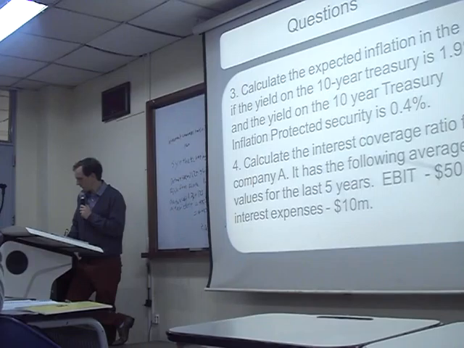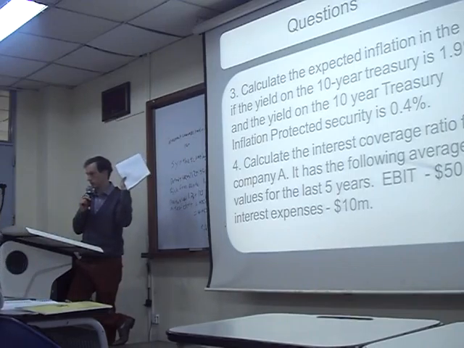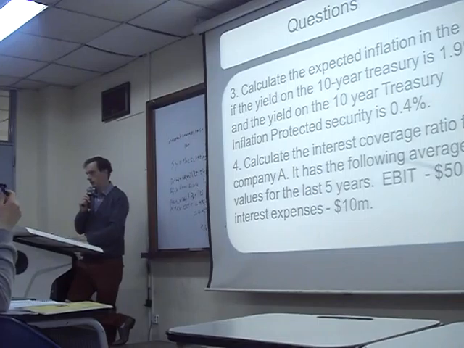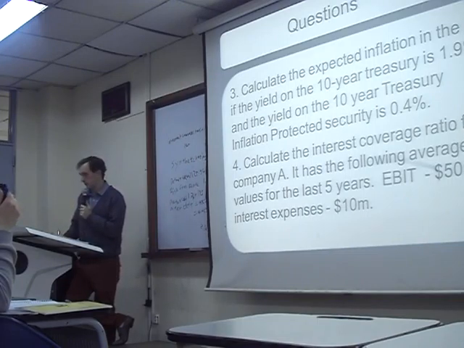Treasury Inflation Protected Security is TIPS, T-I-P-S, we can see in the book, right? And the equation on page 40, it's TIPS. That's the real interest rate in the world, okay? Want to find the real interest rate? Look at the 10-year TIPS.